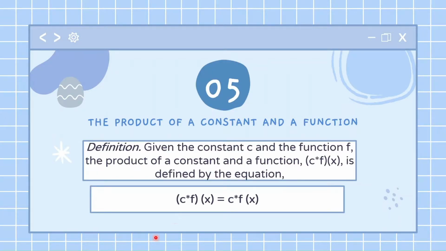And now, after talking about the quotient of two functions, our next and last topic will be about the product of a constant and a function. We have here the definition. Given the constant c and the function f, the product of a constant and a function, c times f of x, is defined by the equation (c times f)(x) is equal to c times f of x. A simple formula which would help us in getting the product of a constant and a function.